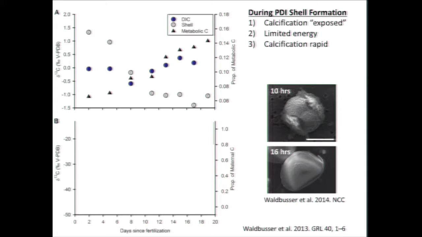dynamics of the calcification. So this is delta 13C. What you're looking at here is the shell signal. This is the seawater signal, and then this is basically a mixing model we use to look at how much metabolic carbon goes into the shell during these stages. And so what you'll notice is, very early on, about 6% of the shell is actually made from metabolic CO2.